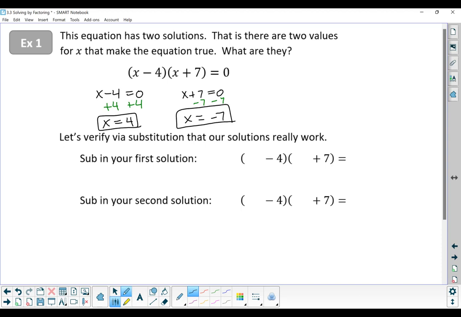I want to verify via substitution that this really works. So if we sub in 4, we get 0 times 28, and that is, in fact, 0, so it worked. If we sub in a negative 7, we get negative 11 times 0, which is 0, so it works.